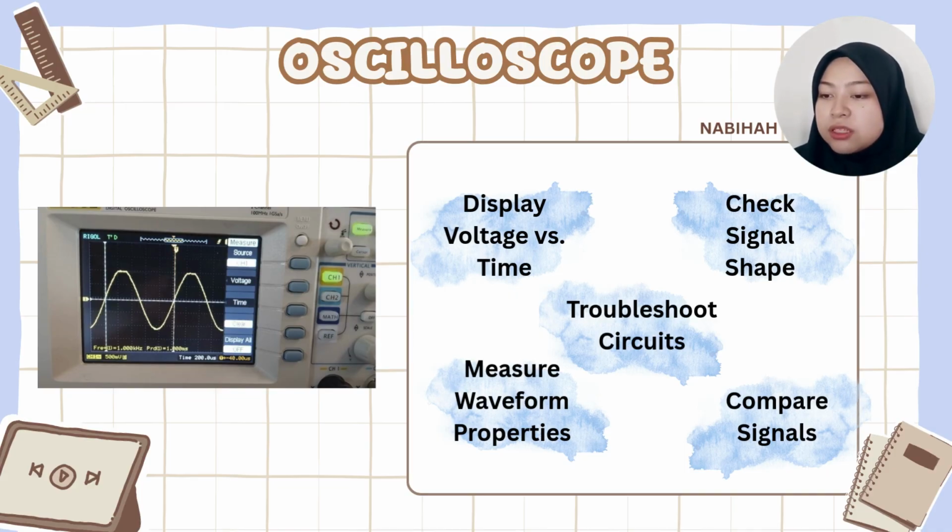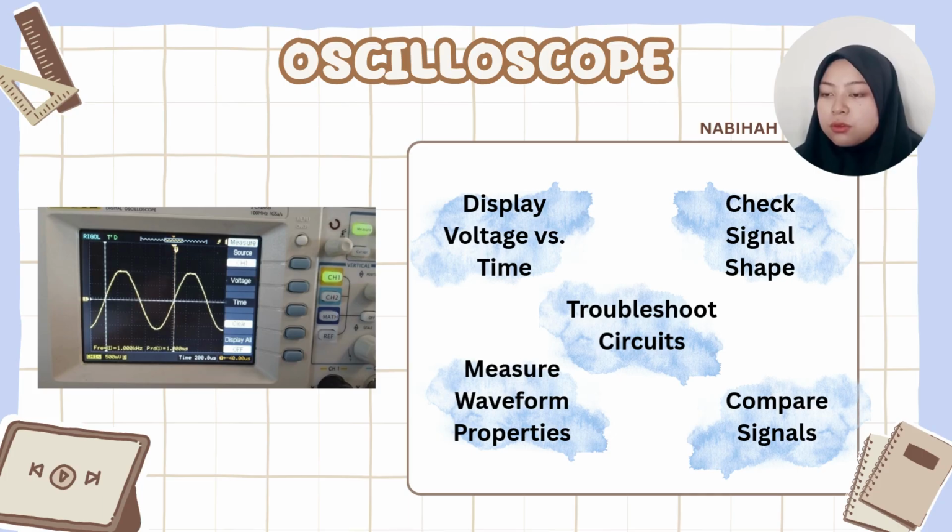Then, you can check signal shape. You can see if the signal is sine, square, triangle, or distorted. Next, troubleshoot circuit. You can find errors like noise, glitches, or unexpected signal behavior in electronics. Lastly, compare signals. You can use two channels CH1 and CH2 to compare signals side by side.